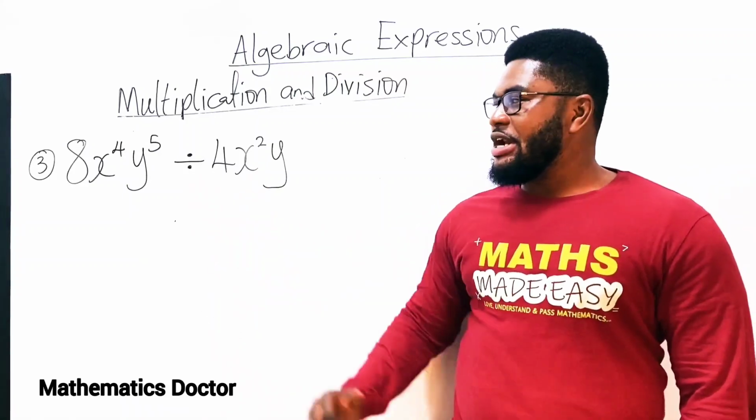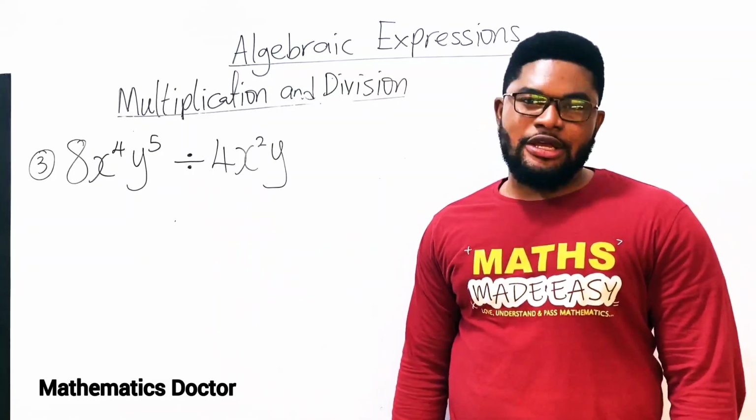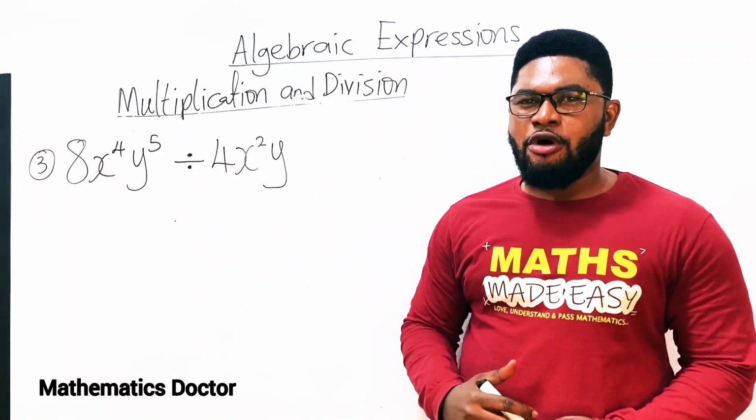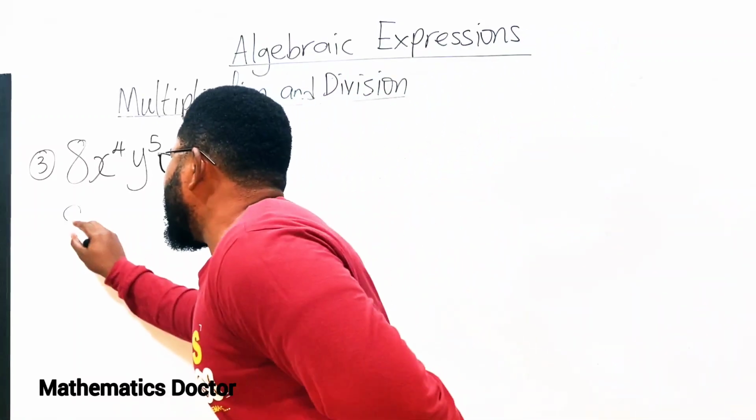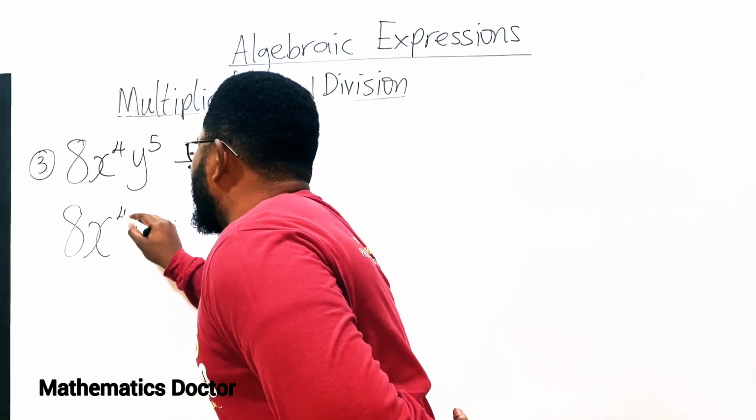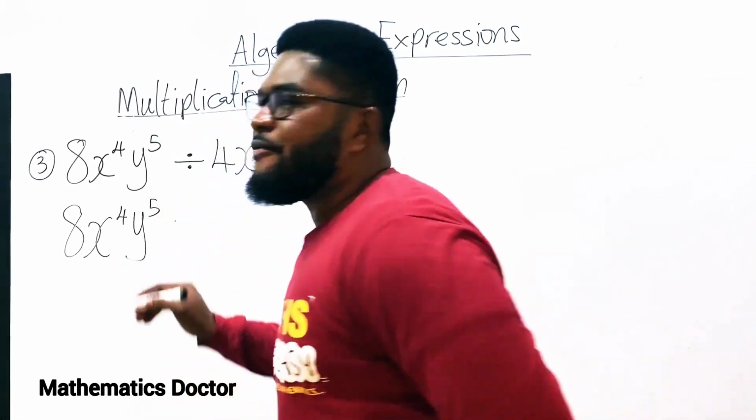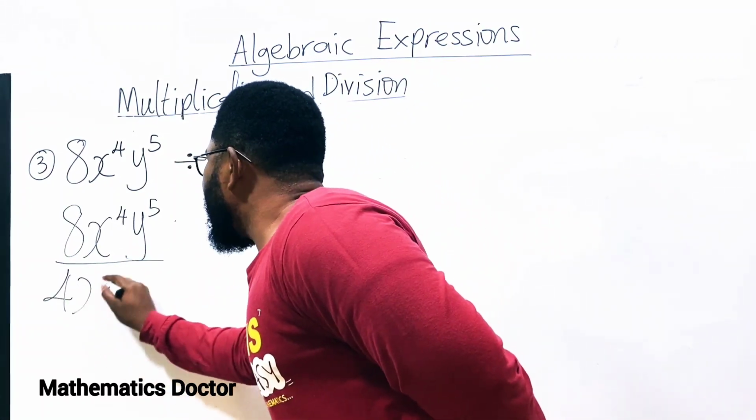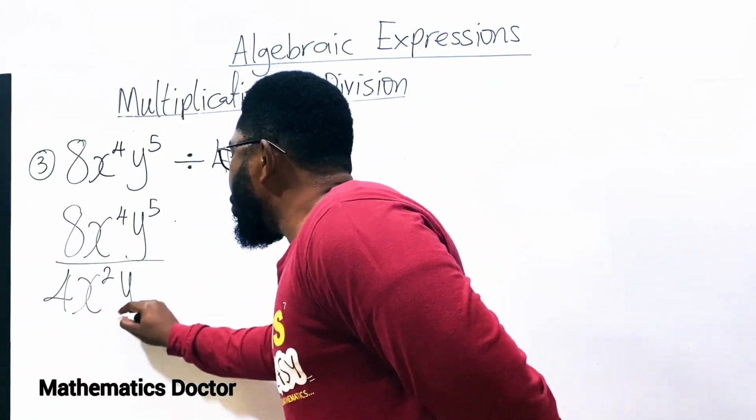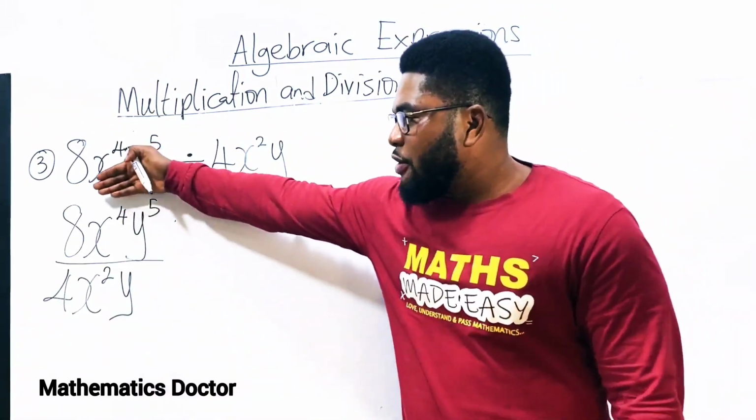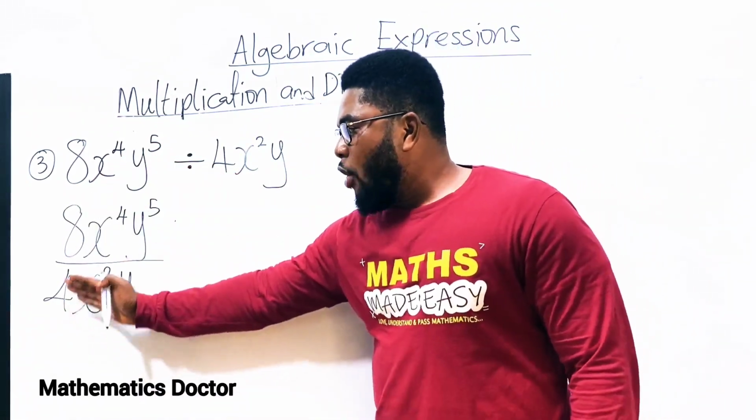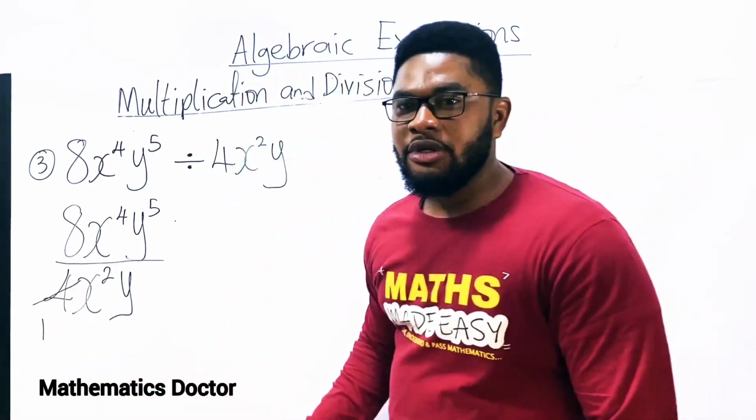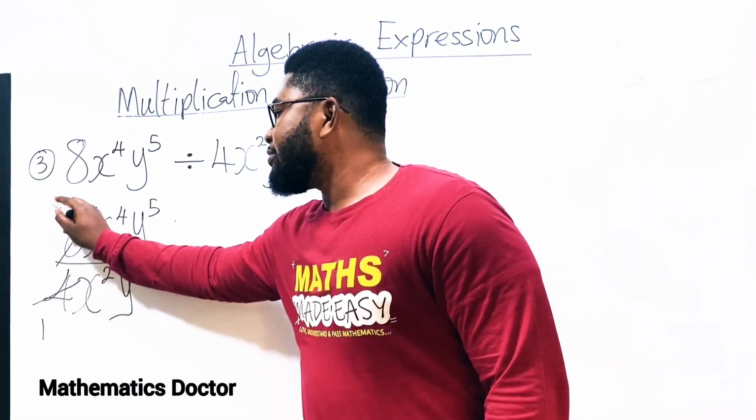Let's use a different approach to solve question number 3. Now let's rewrite this question in the numerator and denominator form first of all. So it becomes 8x raised to the power 4 y raised to the power 5 all divided by 4x raised to the power 2 y. Checking from the coefficient, we have 4 and 8. So 4 will go into itself 1 and go into 8, 2.